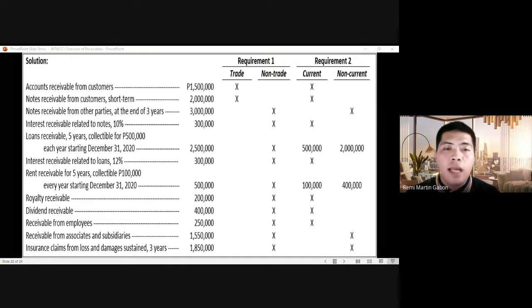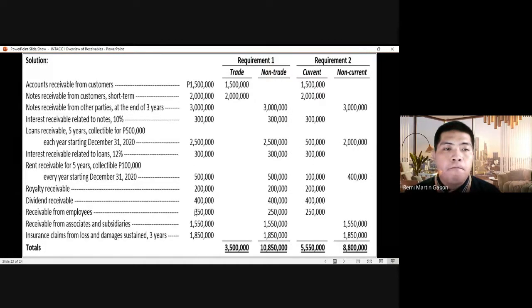So by that analysis, we can say that this is our computation. For total trade, we have 3,500,000. For total non-trade, we have 10,850,000. Current, we have 5,550,000. While non-current, we have 8,800,000.